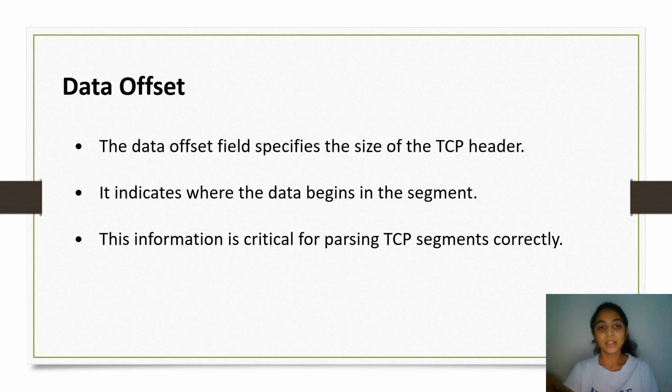Data offset. The data offset field specifies the size of the TCP header. It indicates where the data begins in the segment. This information is crucial for parsing TCP segments correctly.